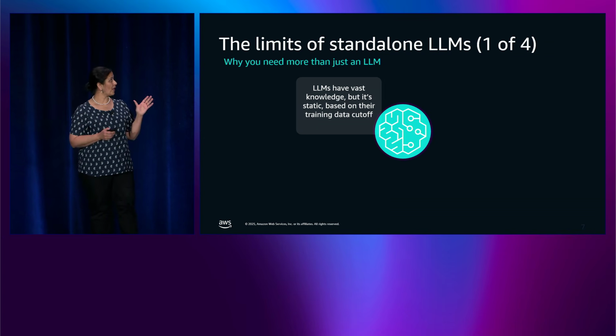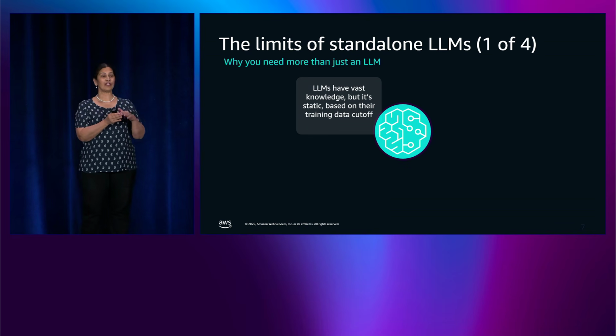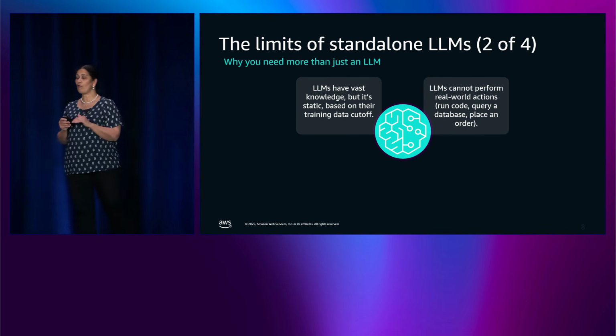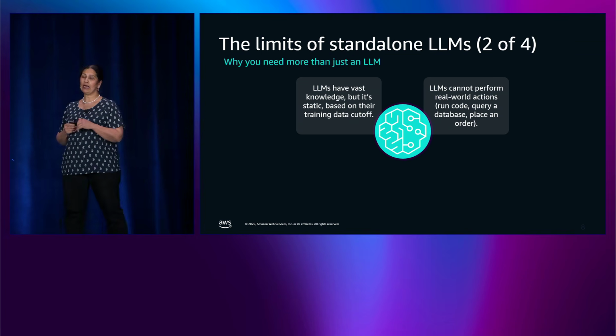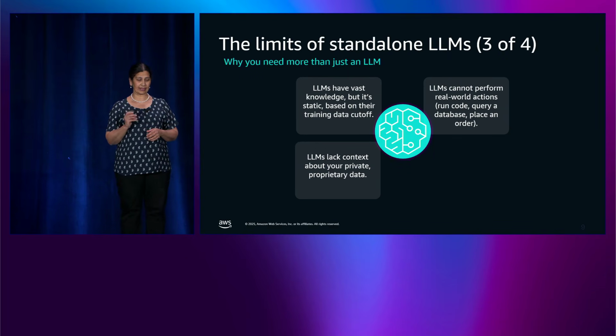So LLMs have vast knowledge, but it's static. The training cutoff time has been reached, and it only knows about the data which was available till then, nothing after the fact. They cannot perform real-world actions. Like if we ask them to go to GitHub and get the demo repository downloaded, they won't be able to do that because they don't have that kind of access.